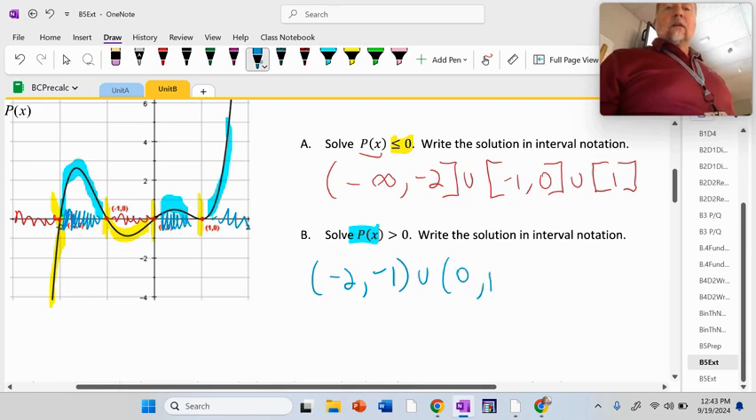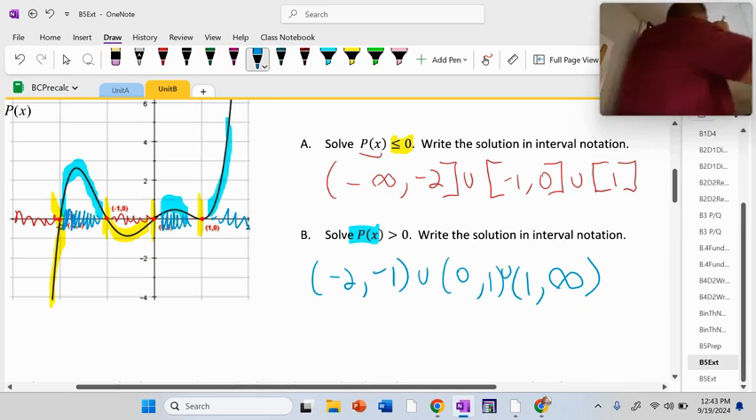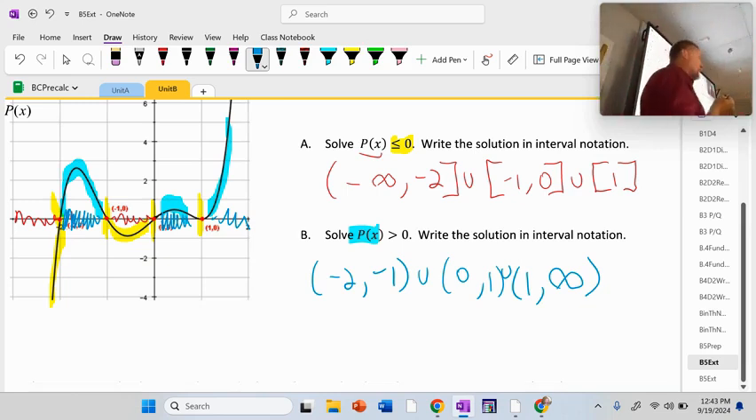0 to 1. Oh, yeah, I got to exclude 1. Sorry, stick a union in there. And then 1 to infinity. That just excludes 1. That's the only way you could show that, excluding 1 using interval notation.